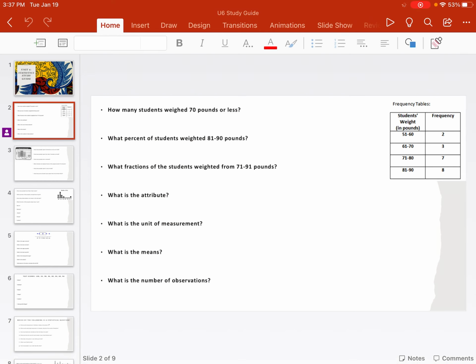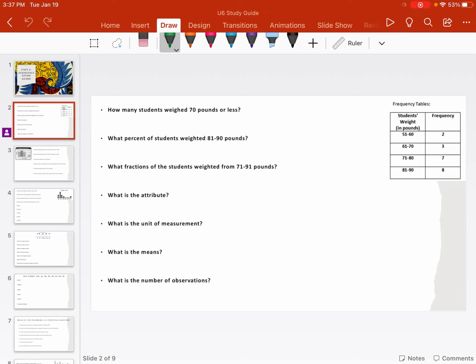So slide 2, we're going to use this frequency table over here. So first question is, how many students weighed 70 pounds or less? So here is 70 pounds. We want the ones less than that. So that's these, 2 plus 3, which is 5.